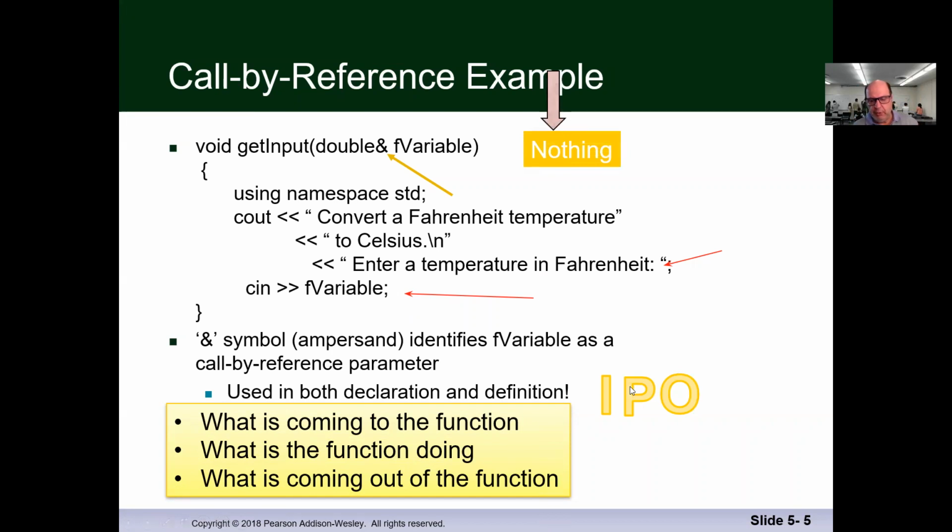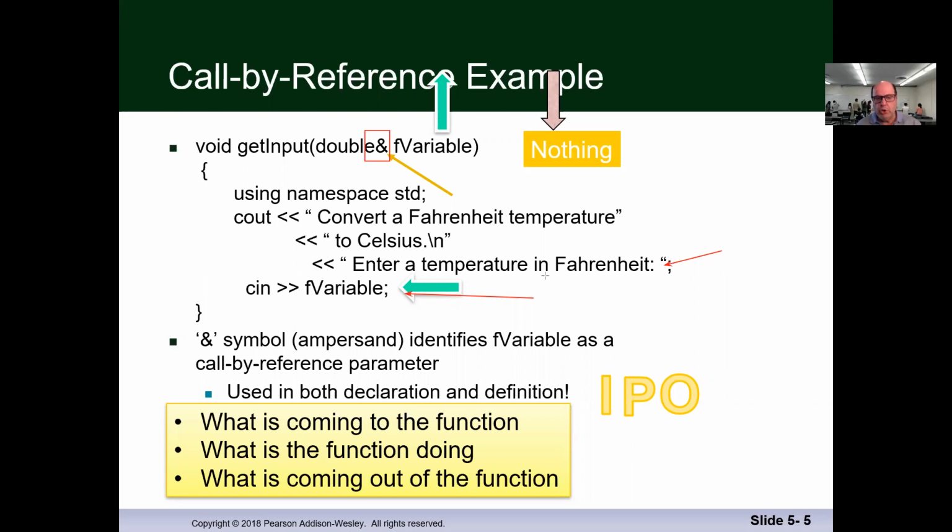So this would be my IPO, input processing output. Nothing is coming into this function, and then I have the f variable going out. Anything coming out of the function through the parameter has to have the ampersand, or call by reference. I'm a visual person. I want to see these arrows, so when I'm doing my design document, I'm going to put the arrows in there. Nothing is coming into this function, the f variable is going out. Anything that's going out of my function through the parameter, I need that ampersand.